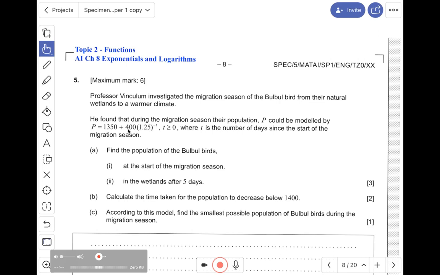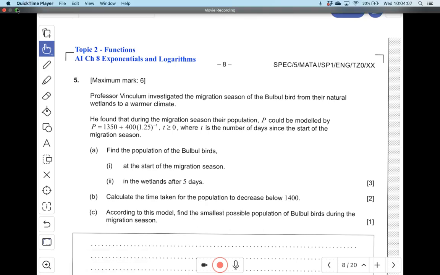As time goes on, this amount will become smaller and smaller and smaller. Okay, so first question is find the population of the bulbul birds at the start of the migration season. We have to interpret that as time equals 0, and then in the wetlands after 5 days, you can check the scale. Yes, it is number of days for the function. So we're going to put in t equals 5.